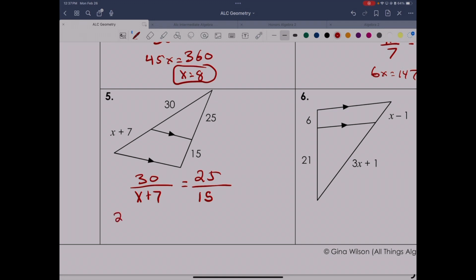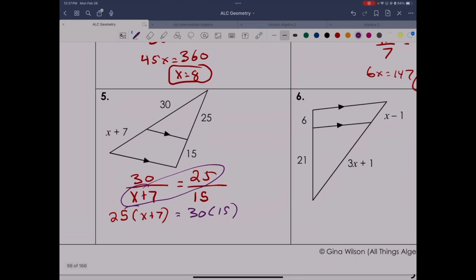So we've got 25 times x plus 7. That's this cross product. Our other cross product is 30 times 15. Remember, we distribute. 25 times x is 25x. 25 times 7 is 175. 30 times 15 is 450.